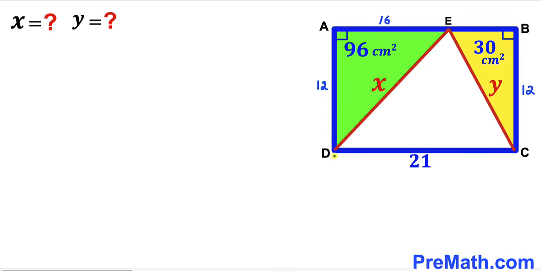Now let's make an observation. This whole CD length is 21, so this AB length is going to be 21 cm as well. Moreover, this segment AE length is 16, so the remaining segment EB length is going to be 21 minus 16, which gives us 5 cm. And here's our next step.